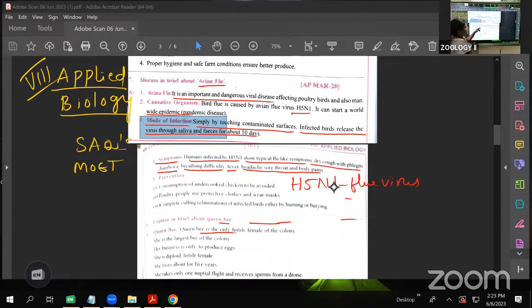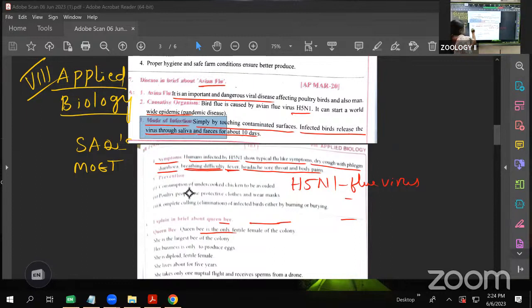Humans are infected by H5N1, a typical flu virus. This virus mainly causes flu-like symptoms like dry cough with phlegm, diarrhea, breathing difficulties, fever, headache, and throat and body pains. These occur due to avian flu. Clear?